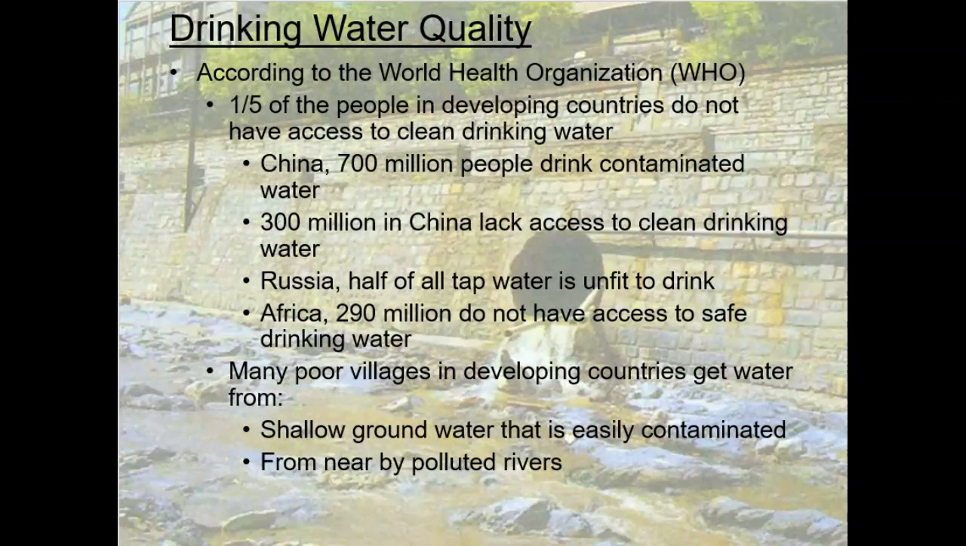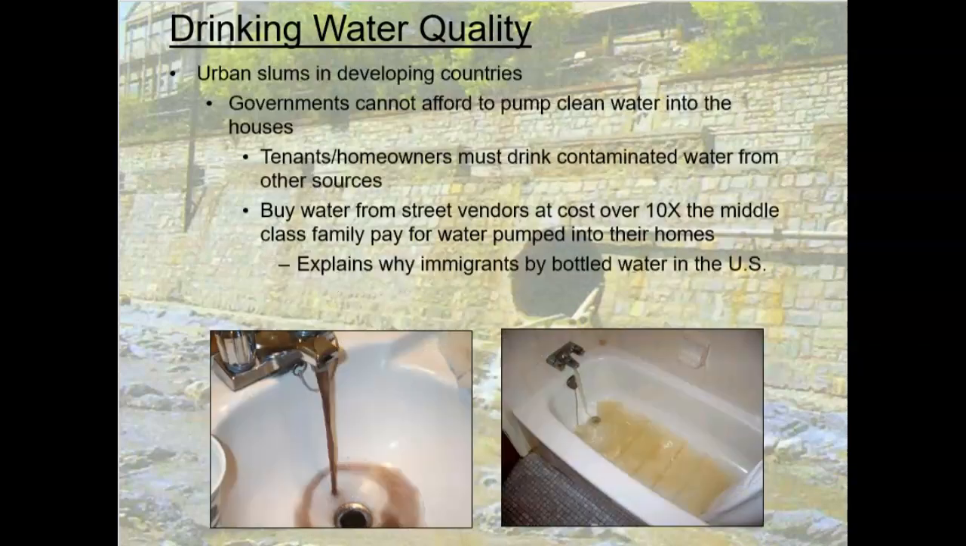According to the World Health Organization, about a fifth of the people on the planet, about 20%, don't have access to clean drinking water. Many are in China. That's changing as China has developed its economy with massive infusion of money from global trade. Russia has a significant problem with drinking water, as does Africa and other poor areas.